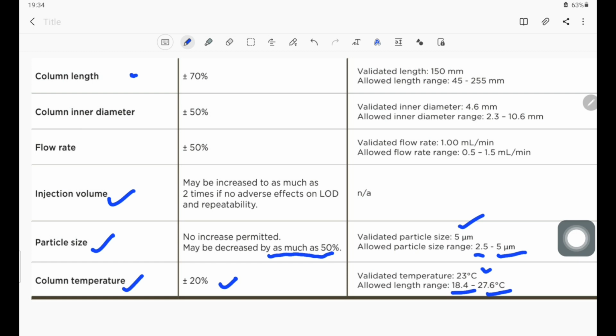So friends, that was all about the changes which we can make for any validated method if we have taken its reference from any monograph.